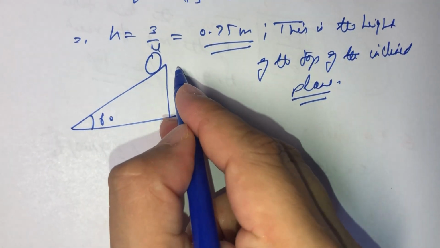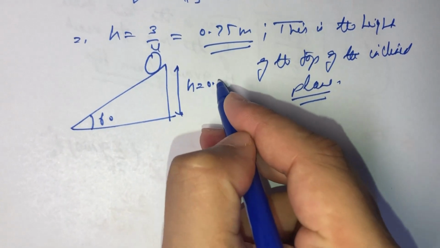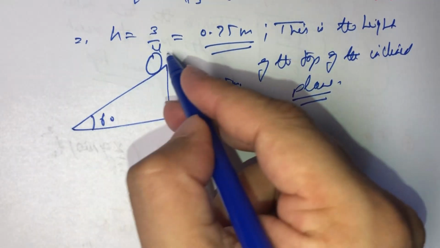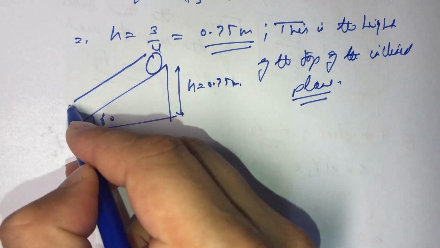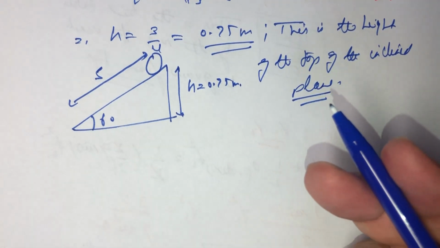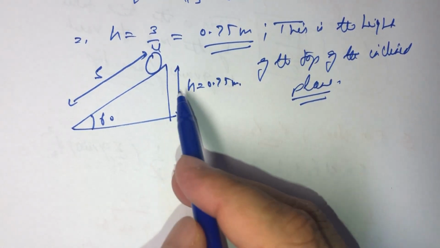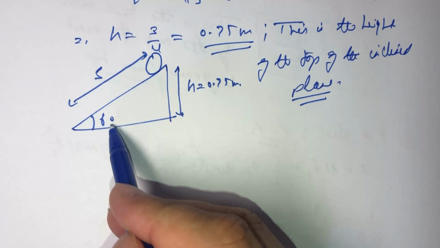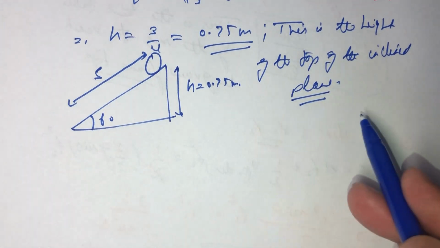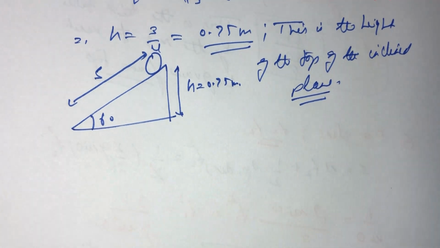both disk and ring are simultaneously rolling, and this is our height h, which comes as 0.75 meters, and the distance they are going to travel is our s, which we can also find because we know already h. We already know the relationship between s and h because we know the angle of 60 degree. So therefore this completes the question. Thank you.